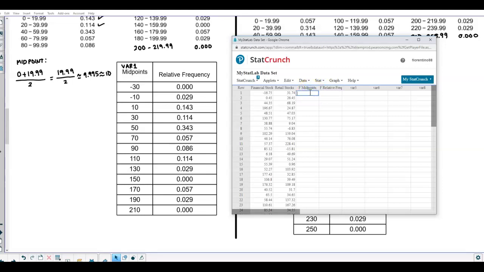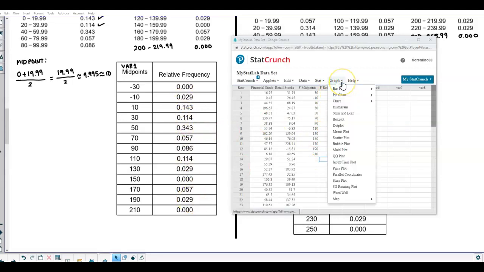And then we're going to go ahead and put in the midpoints. So we have negative 30, negative 10, 10, 30. And then we're going to apply the frequency: 0.00, 0.029, 0.143, 0.114. And then we'll continue to go ahead and add that. So now that the midpoints are all entered, and the relative frequency that we entered for the financial stocks, we're going to go ahead now and graph this.